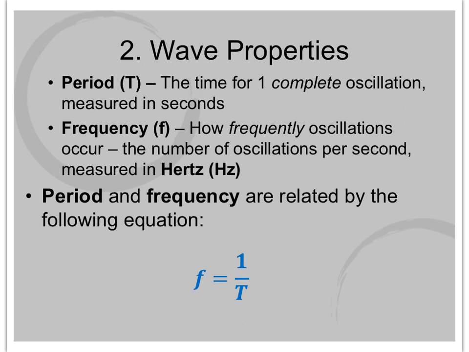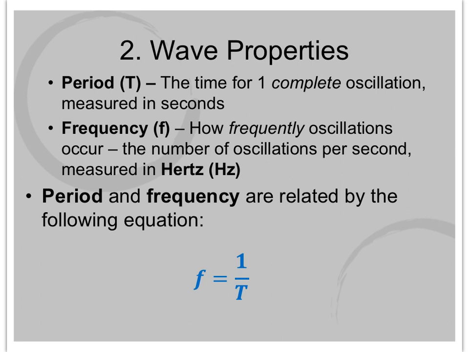Let's talk about a few other metrics for waves. The first is period. So the period is the time for one complete oscillation. If you think about waves in an ocean, and I'll use that as an example a lot initially because that's the one we're probably most familiar with, the period would be the time in between waves crashing along the shore. So how long it takes between waves, that is the period, the time for one complete oscillation.